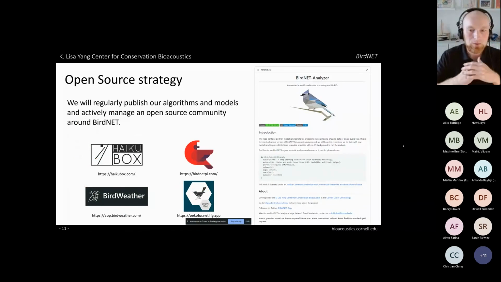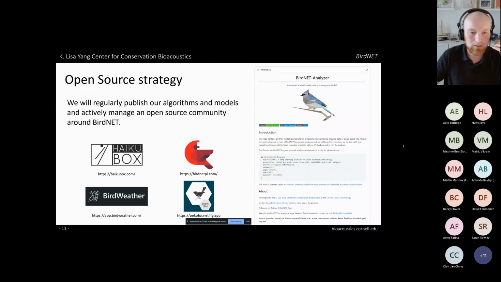Some people actually made use of the repository, and that's what I want to introduce in the second part of this presentation. It's like some community projects that evolved around this repository, because I mentioned before, you want to actively manage an open source community and try to develop BirdNet with this community and support these really cool projects. And there's 4 of them that I'm going to introduce briefly.